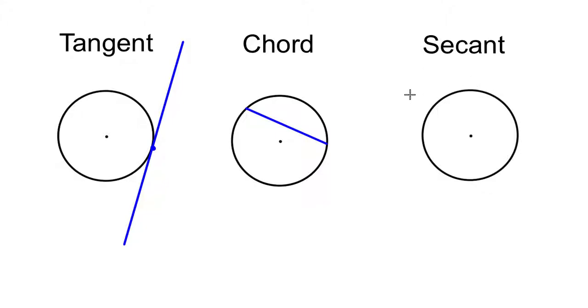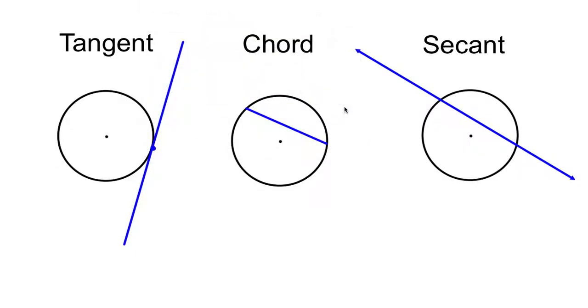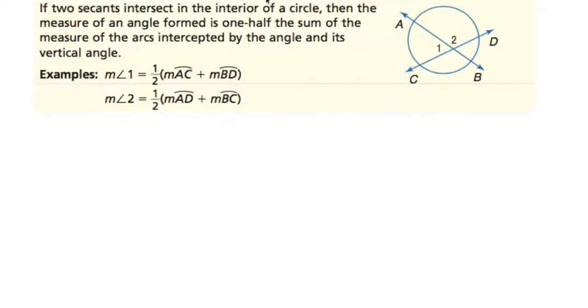So what is a secant? Well, if we connect two points of a circle, that's a chord. And if I just extend this outwards, making that a line, that is a secant. So a secant is nothing more than a chord that just continues on, whereas the chord stops within the circle. So let's look at some theorems involving secants.